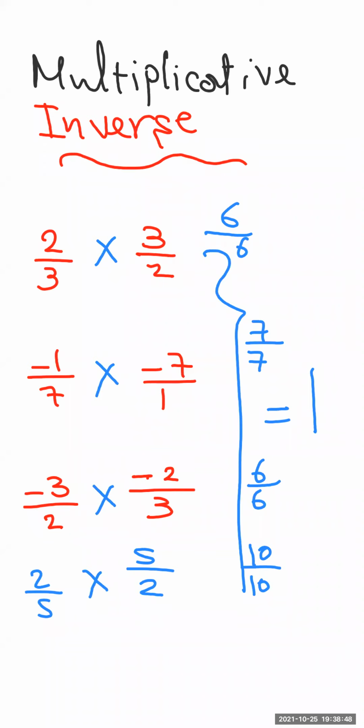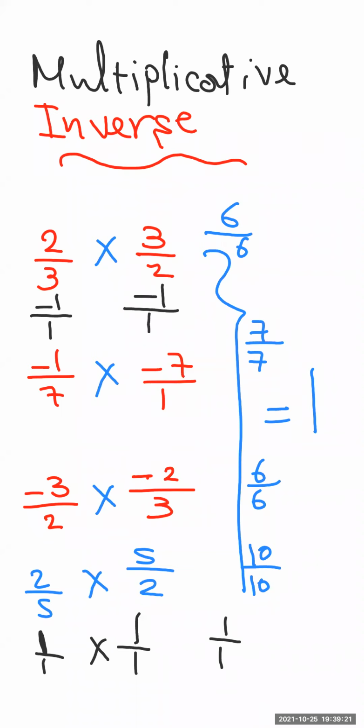If I want to get the multiplicative inverse of 1, this means it's 1. Because 1 is 1 over 1, and the multiplicative inverse will be 1 over 1. So the multiplicative inverse of 1 is 1. And then the number times its multiplicative inverse, of course, it's 1 over 1, which equals 1. If it's negative 1, the multiplicative inverse also will be negative 1. Because this one is negative 1 over 1, then the multiplicative inverse also will be negative 1 over 1. And the product will equal 1.